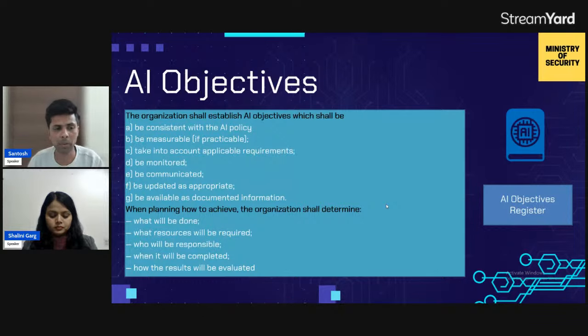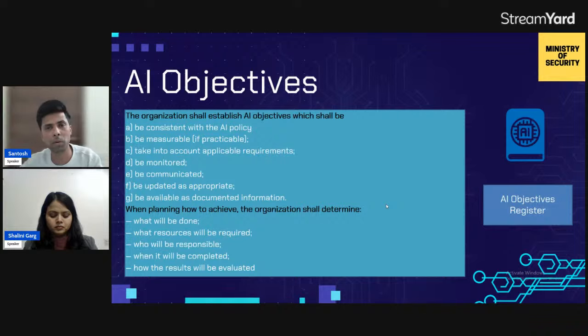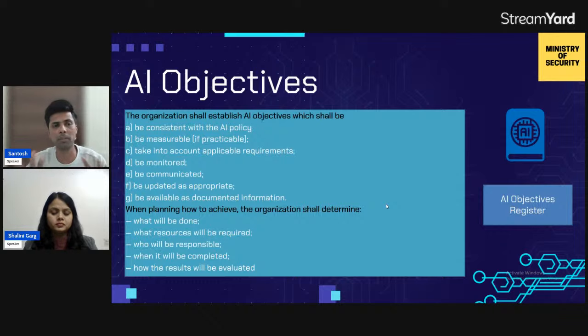At the same time, you need to say how you intend to achieve this. Who will be involved in achieving this objective? What resources does he require? When will it be completed? You are expected to maintain a document called the AI Objectives Register, which should completely match this. Probably you can keep an Excel sheet which talks about your AI objectives, who is responsible, which department, what they are expected to do, and what resources they need. All these things can be documented in your AI Objectives Register.